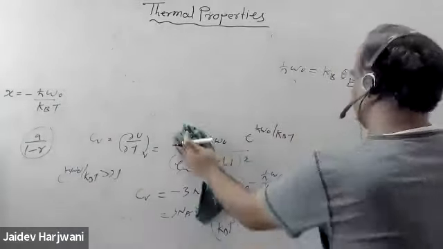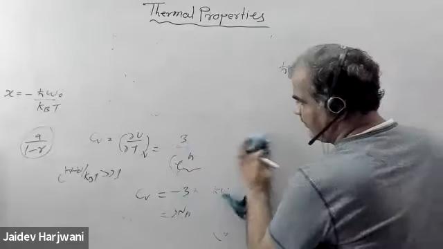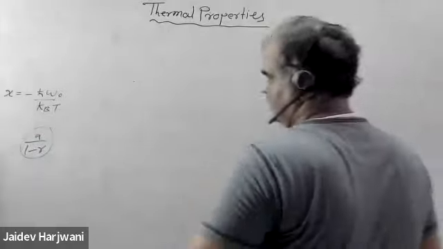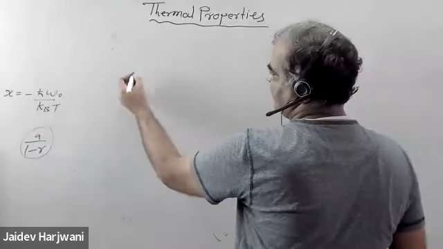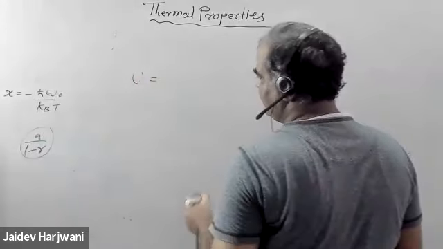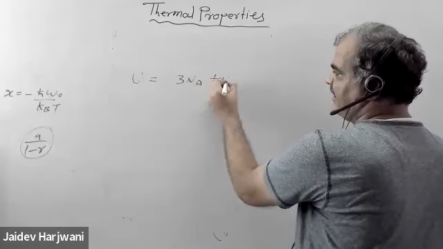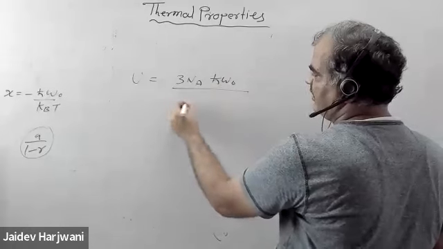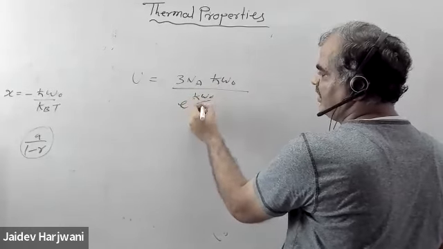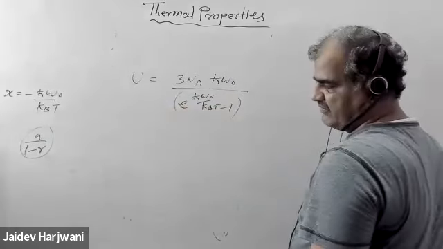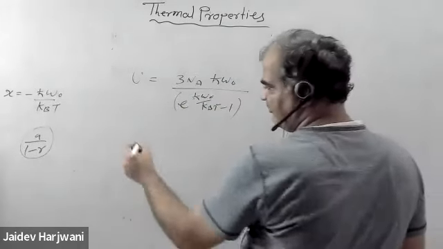Okay, let me do it all again. You people are not getting it. You're not doing differentiation also. So what we have, we have U. What is the value of U? 3 Na ħω₀ upon e to the ħω₀ upon kbt minus 1. Okay, this is my expression. Now I am differentiating this one.